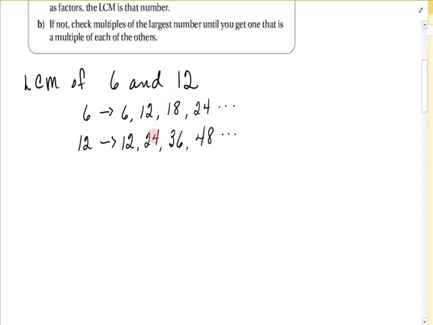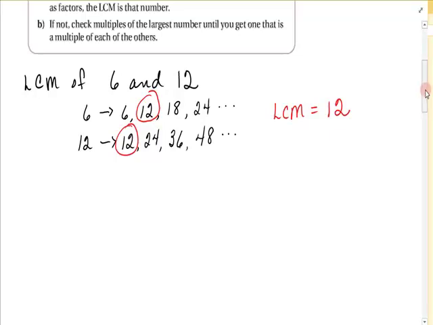I need to compare my two lists of multiples, and I want to find the common or the shared multiple. All right, I think you can see that 12 is a multiple of 6, and 12 of course is a multiple of itself. The least common multiple of these two numbers is 12. It is a common or shared multiple.